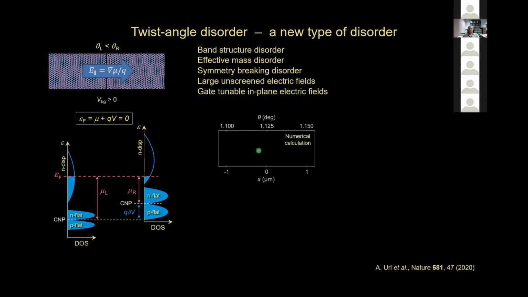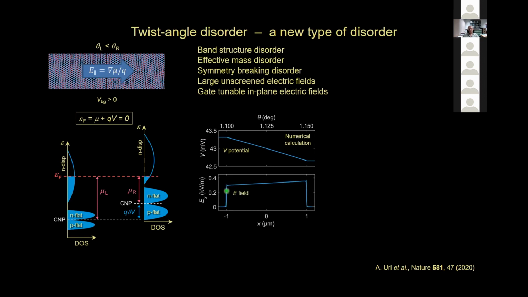So this is a numerical calculation taking into account DFT calculations of the band structure. For example, let's take a situation where the twist angle changes from 1.1 to 1.15 degrees over 2 microns, comparable to our experimental situation. So this electrostatic potential will be position dependent, and this is how it will look. And this is the resulting electric field, which is very significant. It's on the order of a kilovolt per meter, due to differences in the density of states in the different regions.